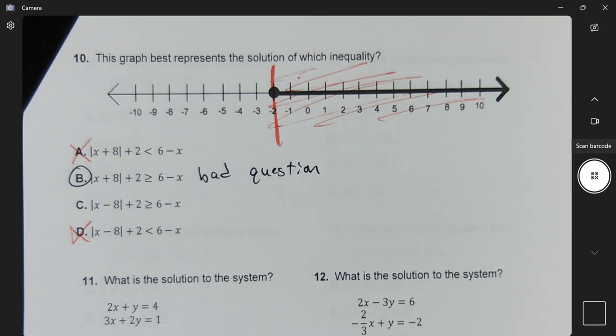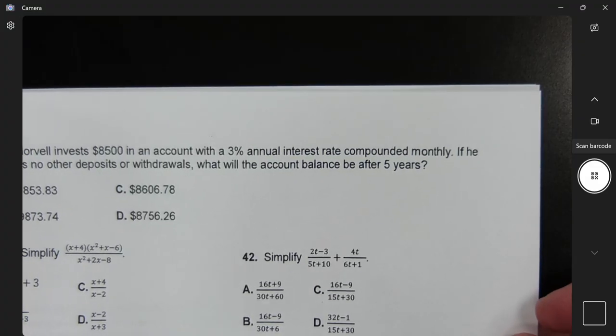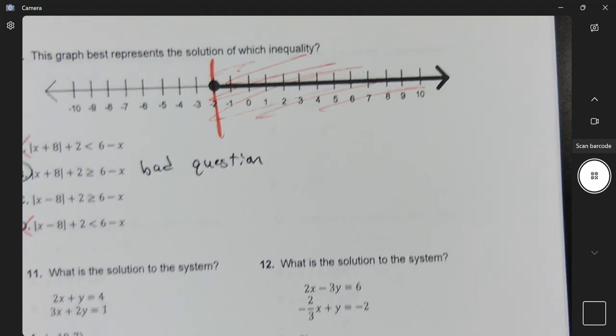Let's see. We've been doing this almost 20 minutes. How many questions are in this packet? Maybe I'll do it in 4 videos. 46, 4 videos, 12. Okay, let's get 12 questions done.